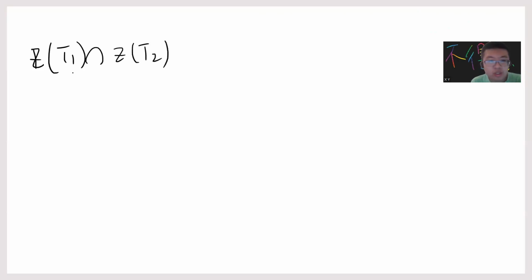Okay, and so what is the intersection of these? It should be very simple, right? Because if you have the intersection, it means both should be zeros. So obviously you can view this as Z of T1 union T2. You take two sets of polynomials and their union, then the zero points of this union should have both be 0 by definition. Okay, so this is also trivial.